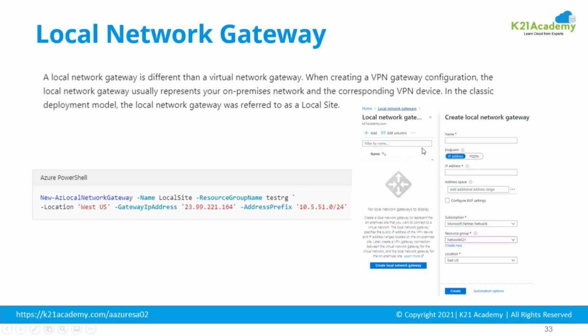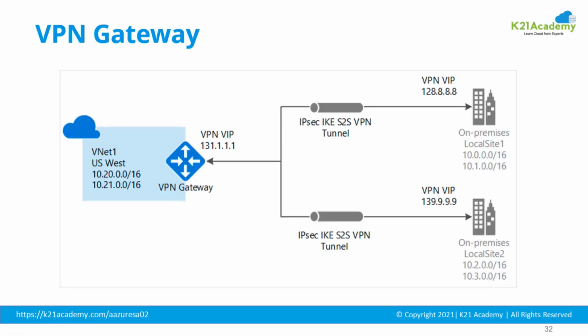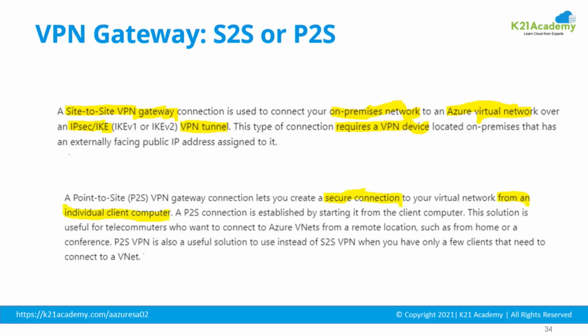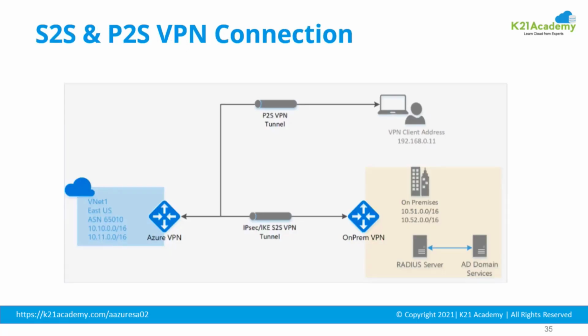You can create it from your Azure portal, or you can also create it from Azure CLI or Azure PowerShell. Then, as I said, VPN gateways are of two types. One is site to site, and second is point to site. I'll explain these two here by the diagram. So site to site is your entire data center or customer's data center. This is a customer data center, and this is your Azure cloud.